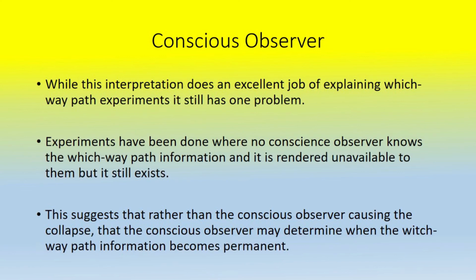While this interpretation does an excellent job of explaining which-way path experiments, it still has one problem. Experiments have been done when no conscious observer knows the which-way path information, and it is rendered unavailable to them, but it still exists. This suggests that rather than the conscious observer causing the collapse, the conscious observer may determine when the which-way path information becomes permanent.